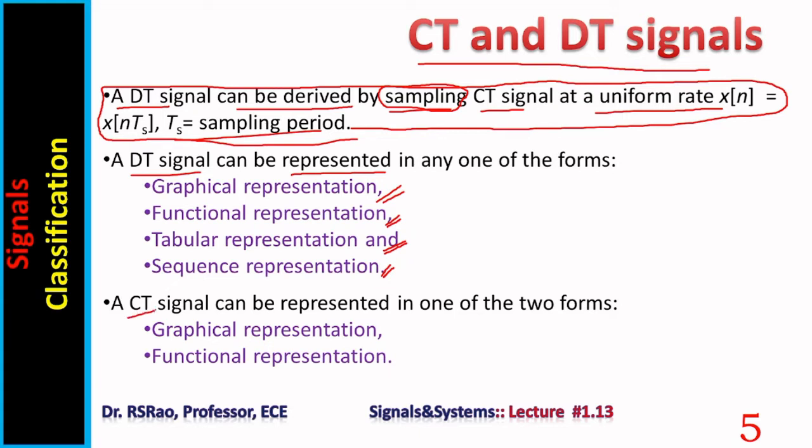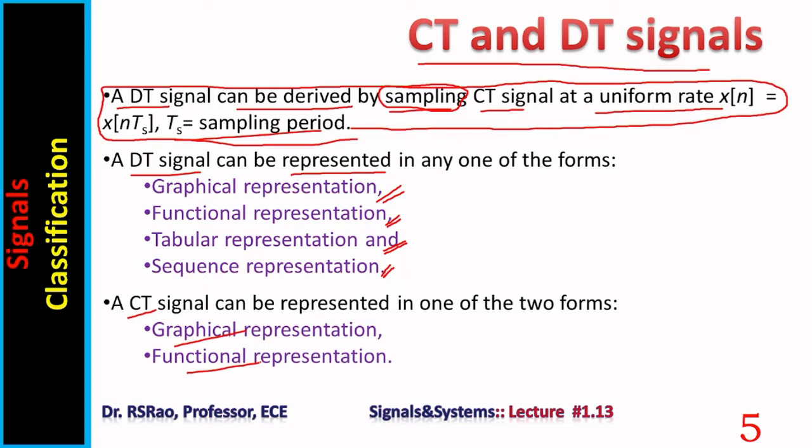Similarly, a CT signal can be represented in different forms. Here it is two. One is graphical representation, another is functional representation.